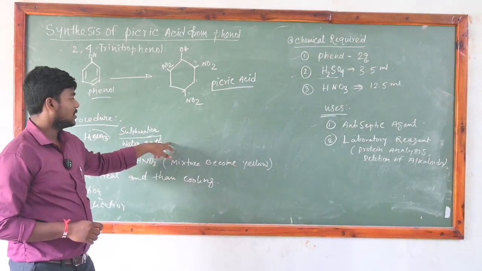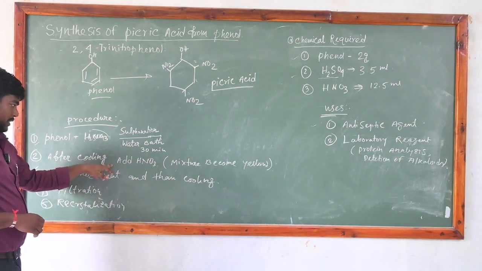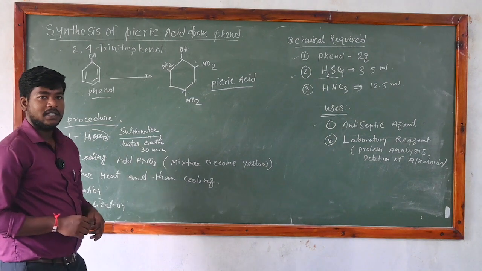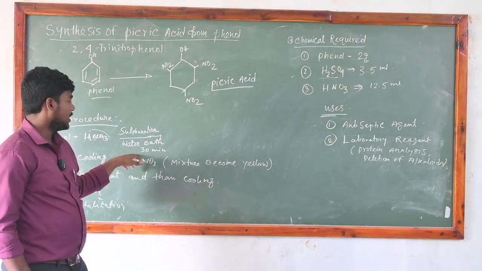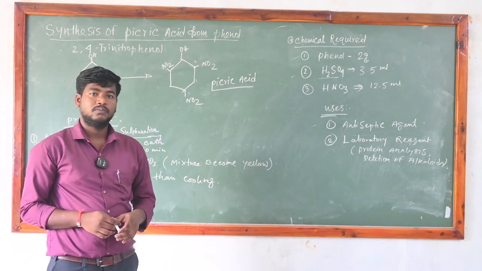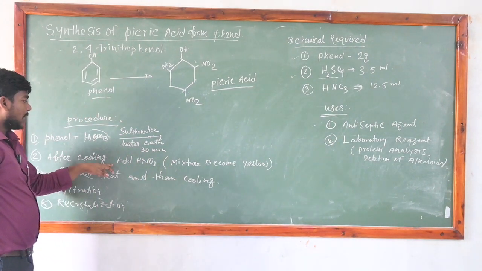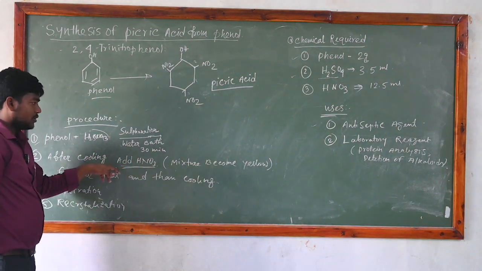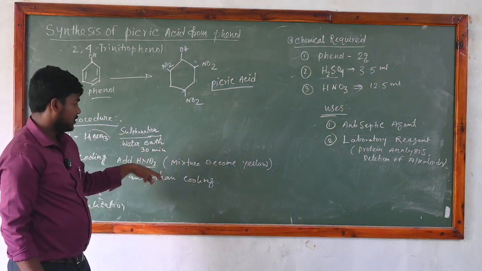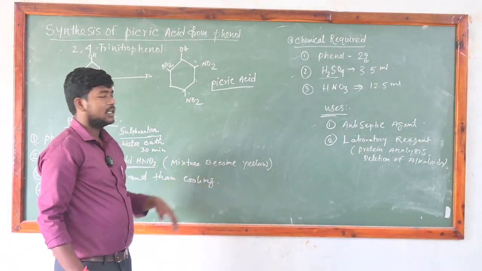After the sulfonation process, we further need to cool the sample because it is an exothermic reaction. That means while performing the reaction, heat will be generated and it may cause an explosion. For that purpose, we need to perform the cooling procedure. After cooling, we add the nitric acid, and this process is called nitration. In this process, we get the yellow crystalline stain of the picric acid.